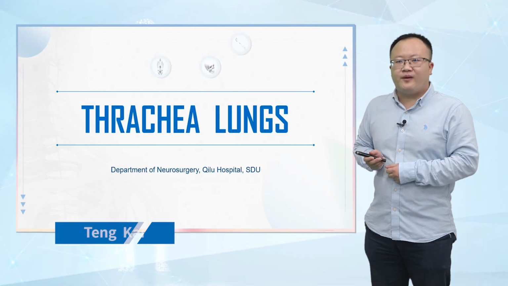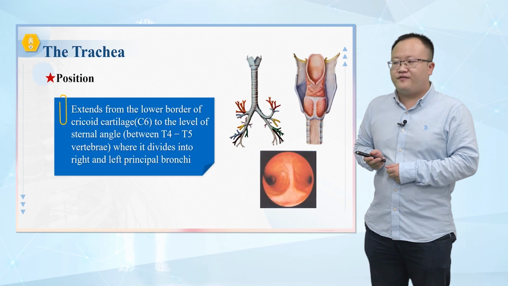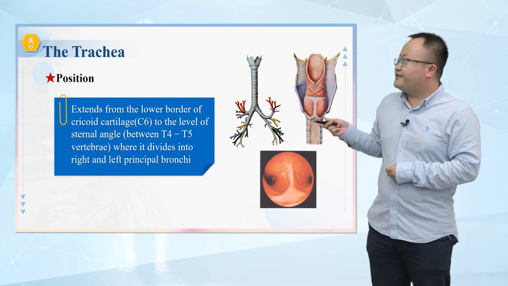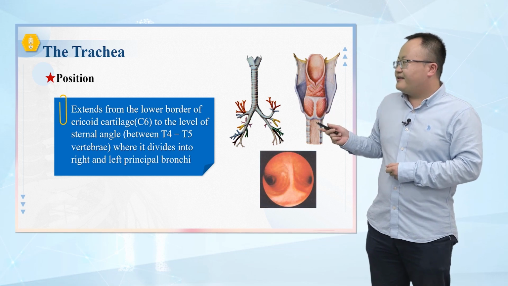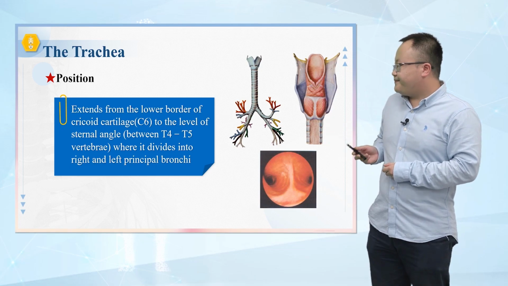In this section, we'll talk about the trachea, lungs, and bronchial trees. The trachea. First, we talk about the position. It extends from the lower border of the cricoid cartilage to the level of the sternal angle, where it divides into right and left principal bronchi. This is the trachea, and the right and left principal bronchi.